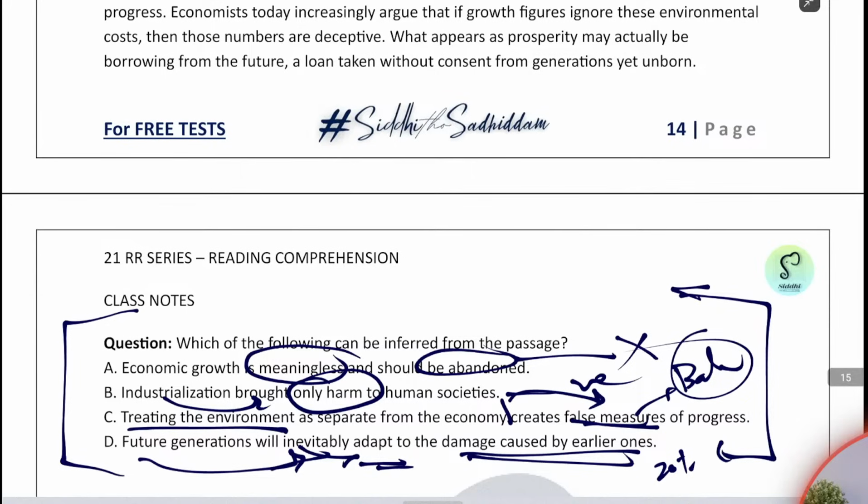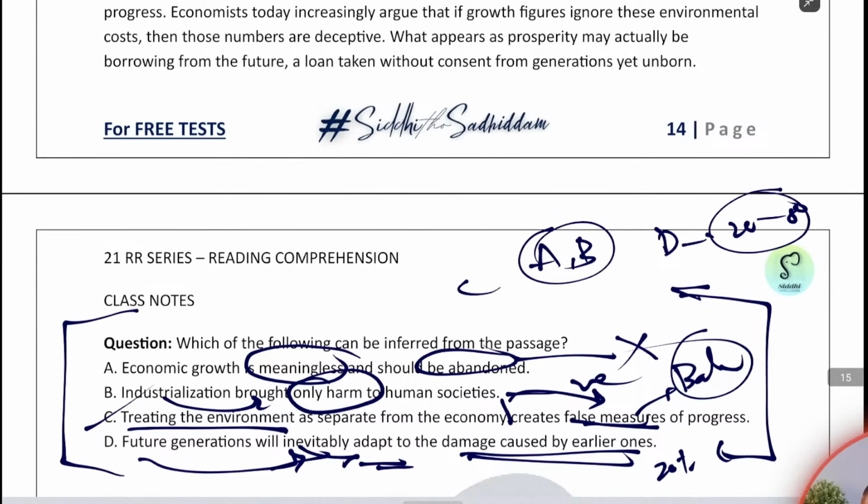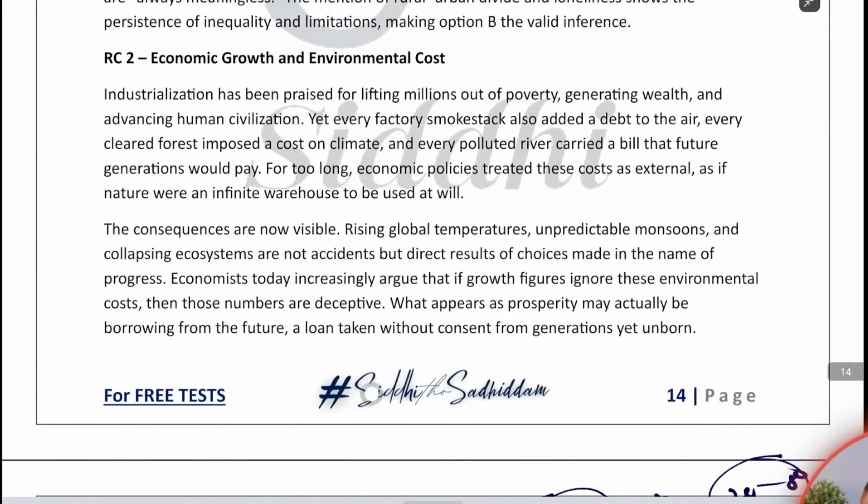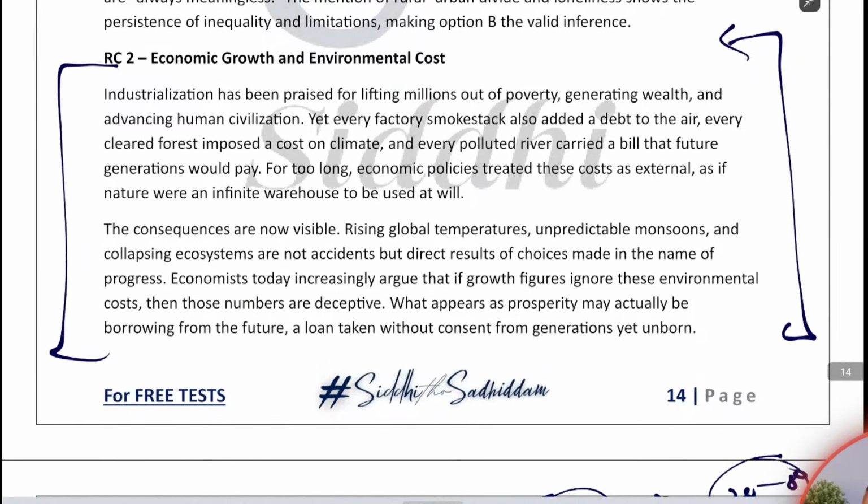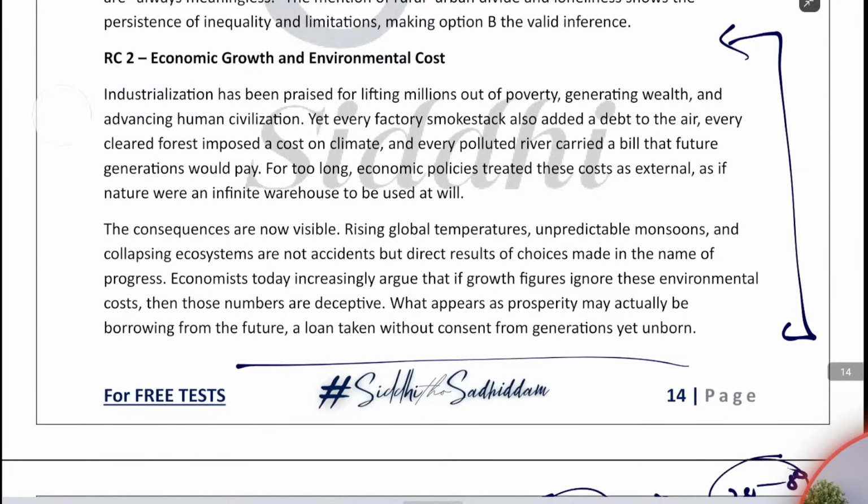If I don't have time and I want to take a chance, I will go with answer C. A, B are eliminated. D is at 20-80, where 20 is correct, 80 is wrong. Now let us look at the RC and let us see whether eliminating the extreme sentences works or not. Please read it and tell me, is this technique implementable?